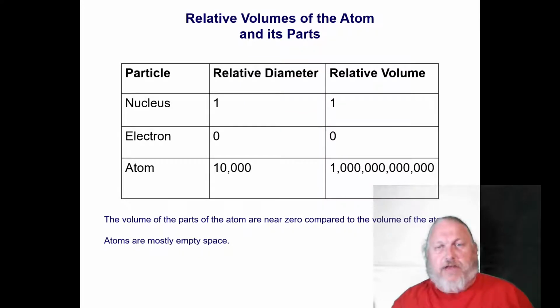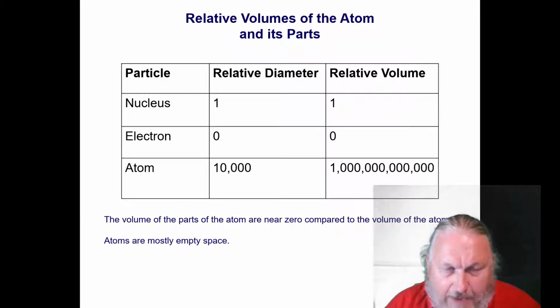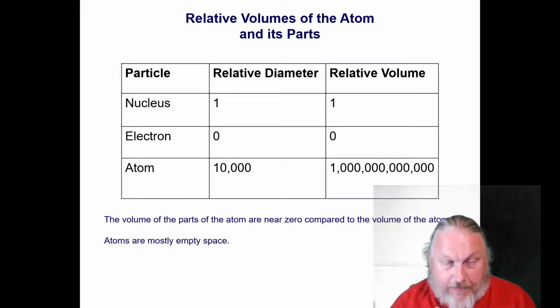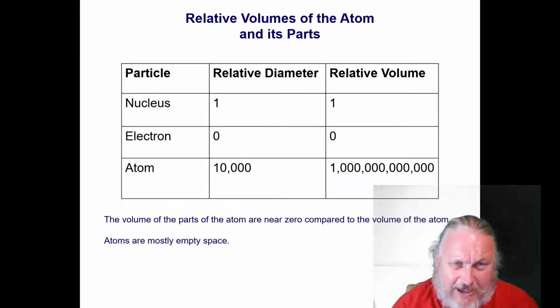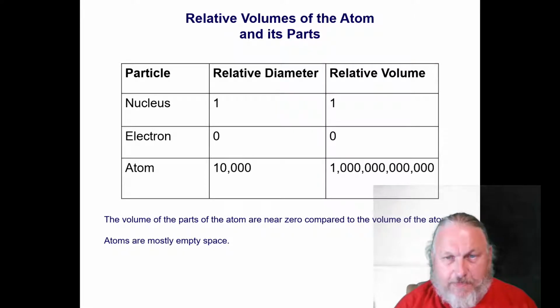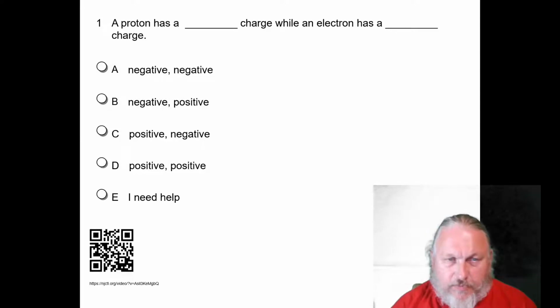All right, so now we look at the diameter of the atom. The outer parts of the atom is 10,000 times bigger than the diameter of the nucleus. And the volume of the atom is 1 trillion times the nucleus. So there's a lot of volume to that atom compared to the nucleus. Wow. So this is what we can say.